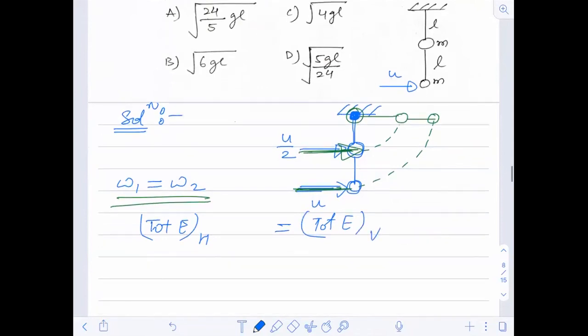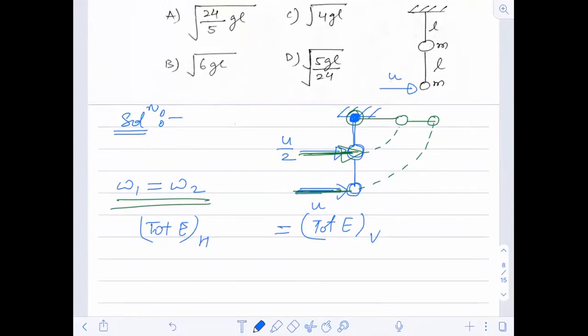Now in horizontal position, okay, first let us write in the vertical position, in this position. I'm trying to write the energy first. So you tell me first. We'll be writing for the lower mass, kinetic and potential both. I have assumed this height as my reference. So potential energy of the lower block, what shall I write?